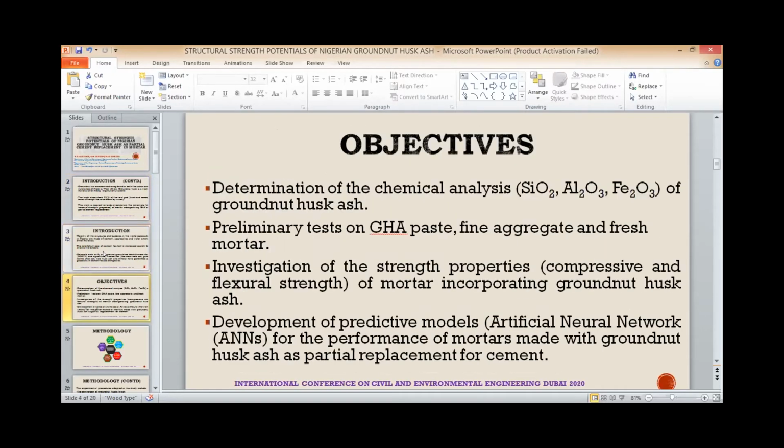Objectives. The major objectives include determination of chemical content of groundnut husk ash, preliminary tests on GHA paste, fine aggregate, and fresh mortar produced. Determination of strength properties, compressive and flexural only, of mortar incorporating groundnut husk ash. And finally, development of predictive models using artificial neural networks.